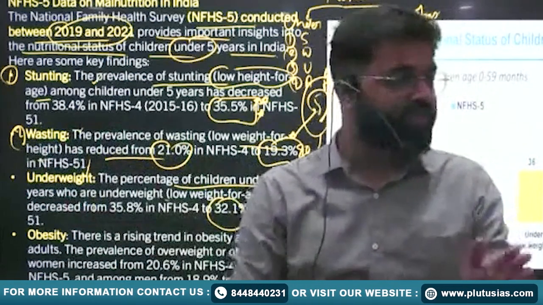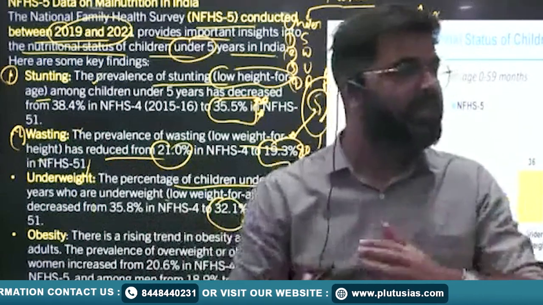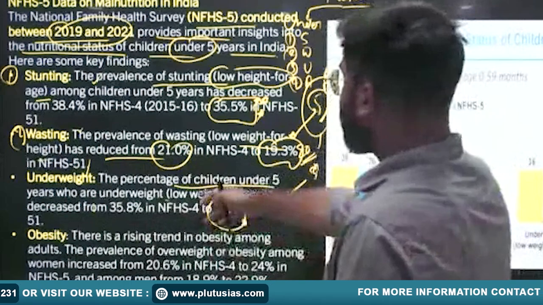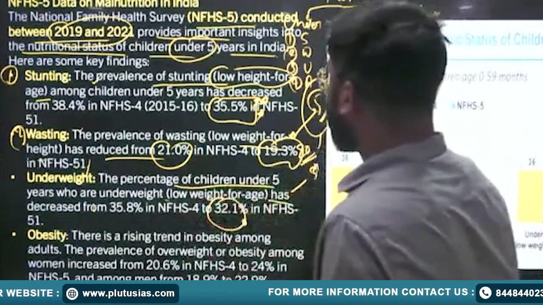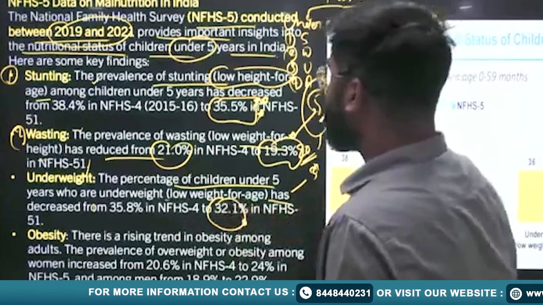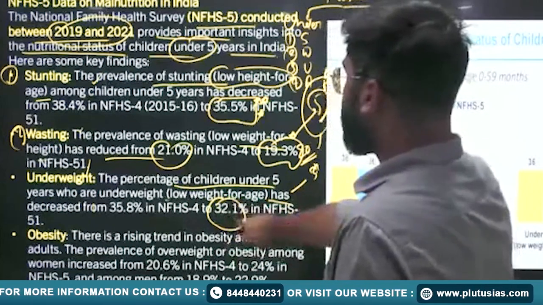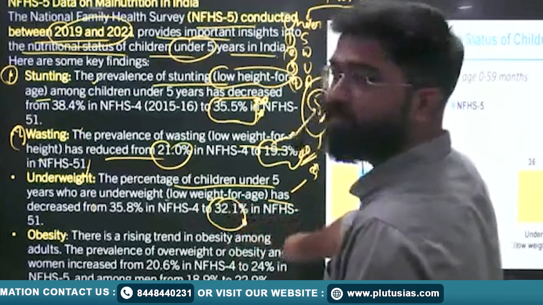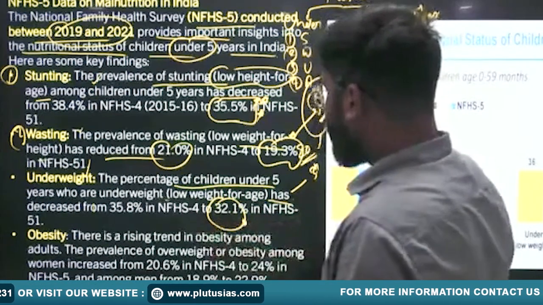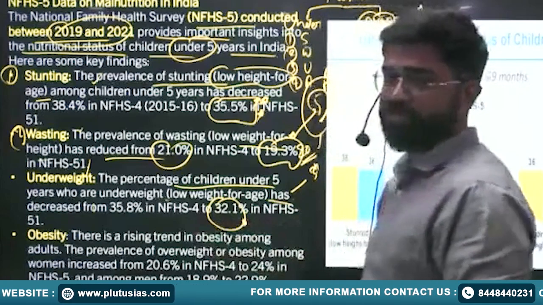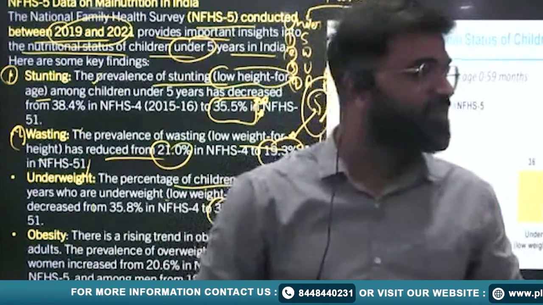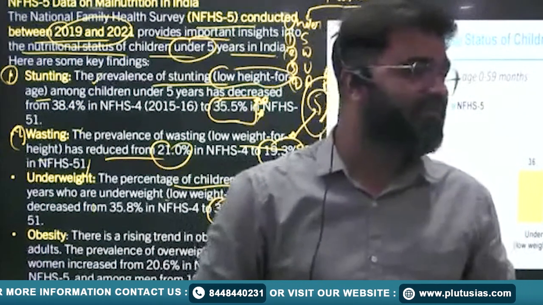ठीक है, तो उसमें सिर्फ यही नहीं आता है, कमी नहीं आती है, ज्यादा भी आता है. So if you are having overnutrition, like obesity, there is a rising trend in obesity among the adults. The prevalence of overweight or obesity among the women increased from 20.6% to 24%. And among men, 18.9% to 22.9%. Health indicators are not good. Yes or no? Obesity bhi badh rahi hai, which is not a good thing.